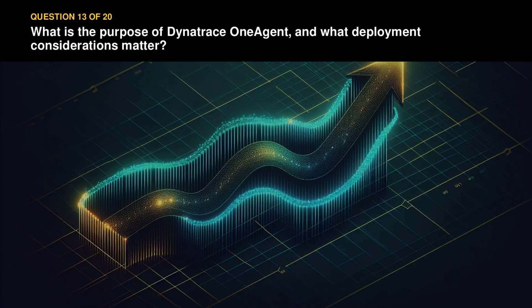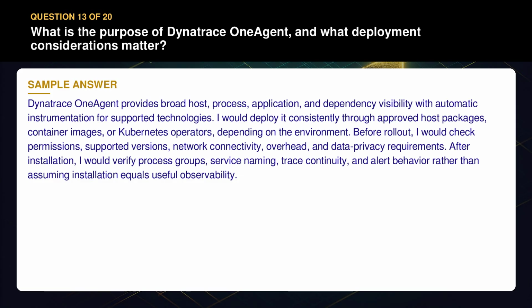Question 13. What is the purpose of Dynatrace OneAgent, and what deployment considerations matter? Dynatrace OneAgent provides broad host, process, application, and dependency visibility with automatic instrumentation for supported technologies. I would deploy it consistently through approved host packages, container images, or Kubernetes operators, depending on the environment. Before rollout, I would check permissions, supported versions, network connectivity, overhead, and data privacy requirements. After installation, I would verify process groups, service naming, trace continuity, and alert behavior rather than assuming installation equals useful observability.